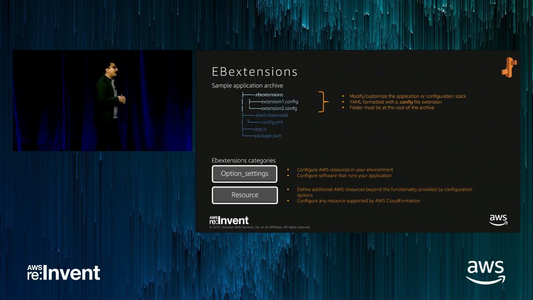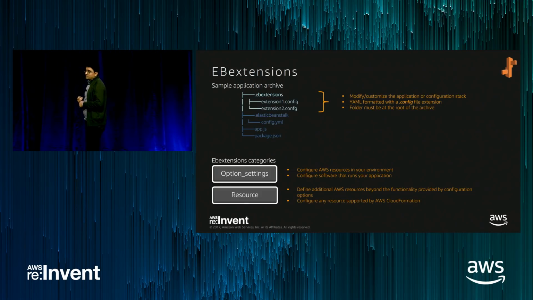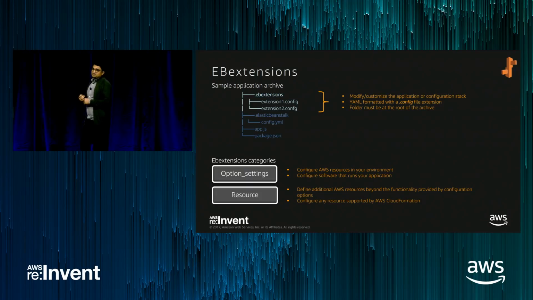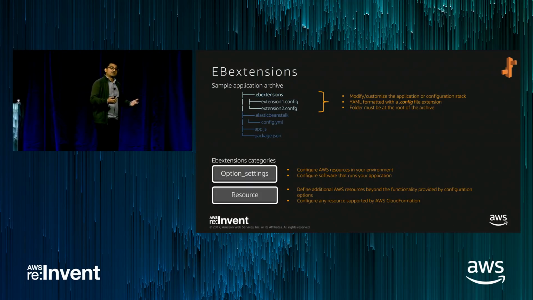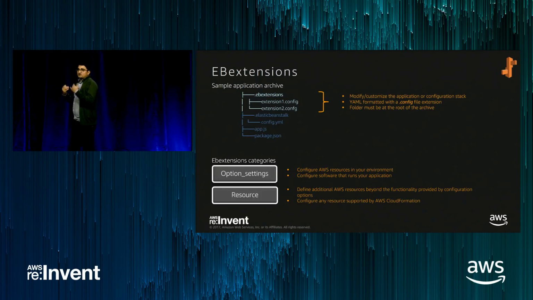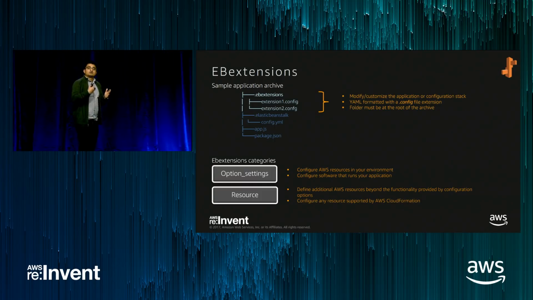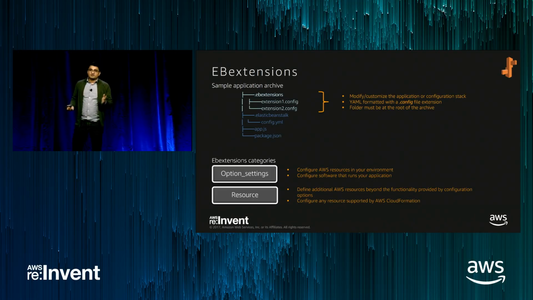If you want to add a resource, case in point, DynamoDB or an EFS file system, which is currently not natively supported through option settings on Elastic Beanstalk, you can use resources. Because Elastic Beanstalk uses CloudFormation underneath, resources will essentially create that resource for you as part of the environment.